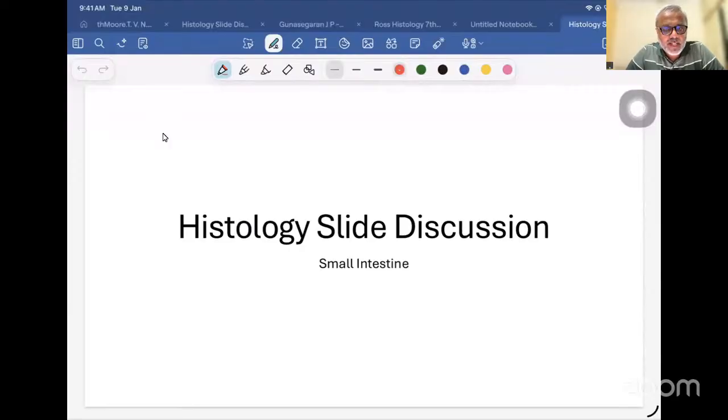If stomach is the site where the larger food particles are broken down by the process of digestion, the intestines are the places where the food is absorbed, the nutrients are absorbed. Small intestine, the site of absorption of nutrients. Large intestine is mainly the site of absorption of water.